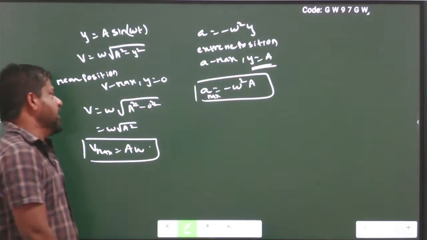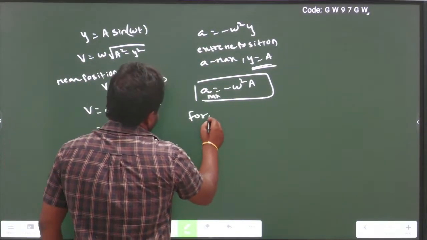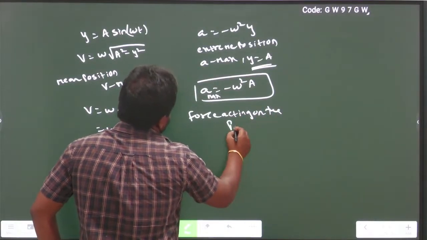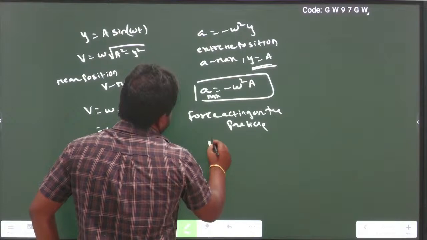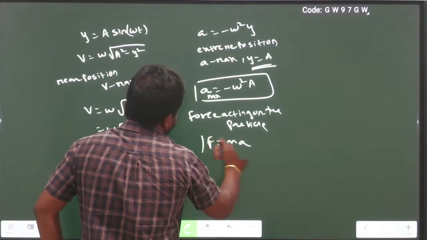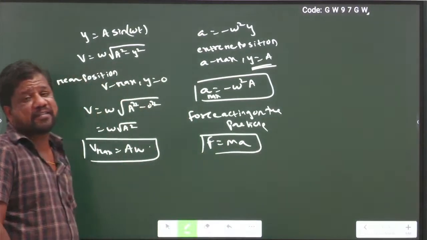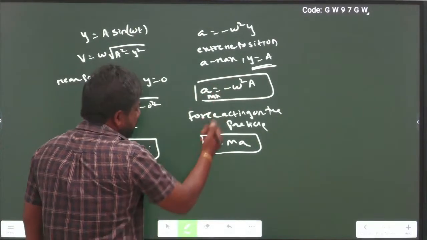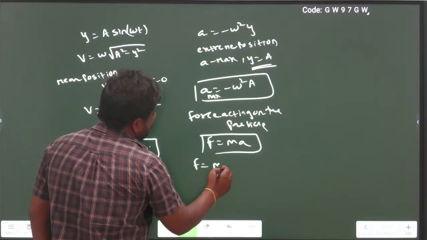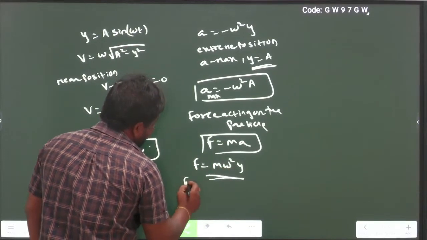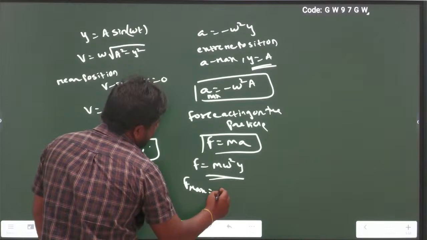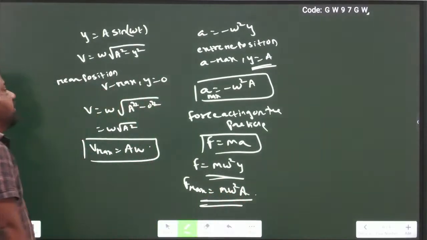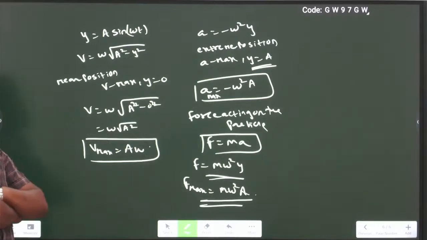Now, force acting on the particle. F is equal to ma, mass into acceleration. Minus indicates only direction. F is equal to m omega square y. Maximum force will be equal to m omega square a. So these are the regular part of the questions.